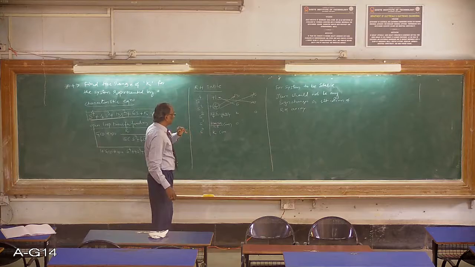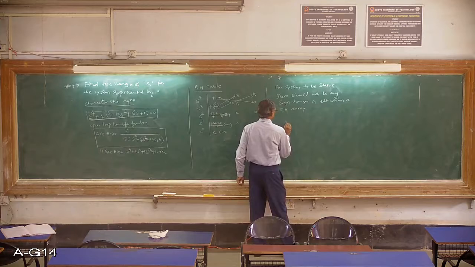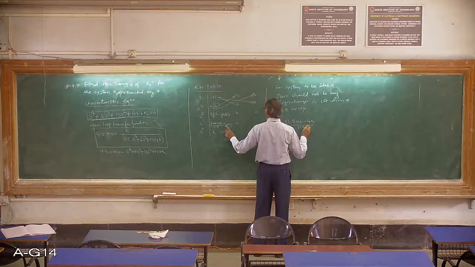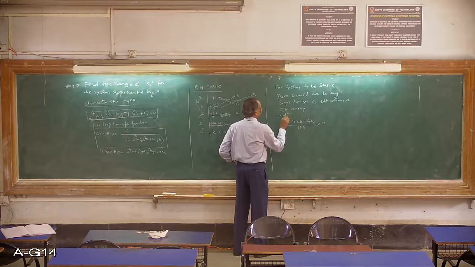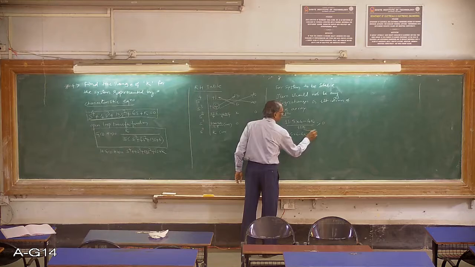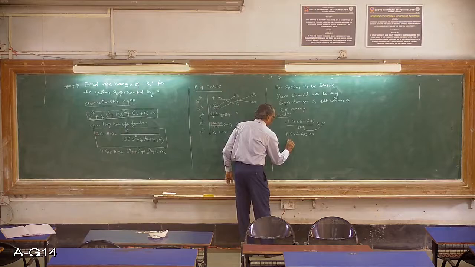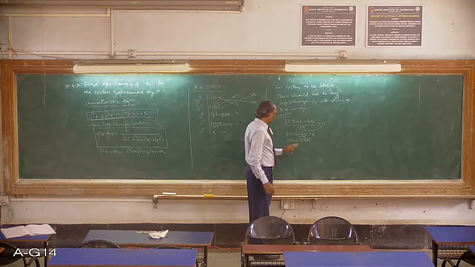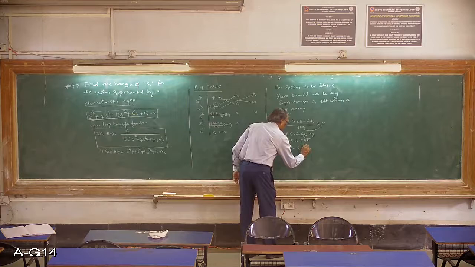So for the fourth element, 11.5 into 6 minus 4K, divided by 11.5, to be positive, this should be greater than 0. You will get a condition on the first column elements. Now, for this to be greater than 0, 11.5 into 6 minus 4K, I will transfer the 4K to the other side and it becomes plus 4K. It means 4K is less than 11.5 into 6. Therefore, K must be less than 11.5 into 6 divided by 4.